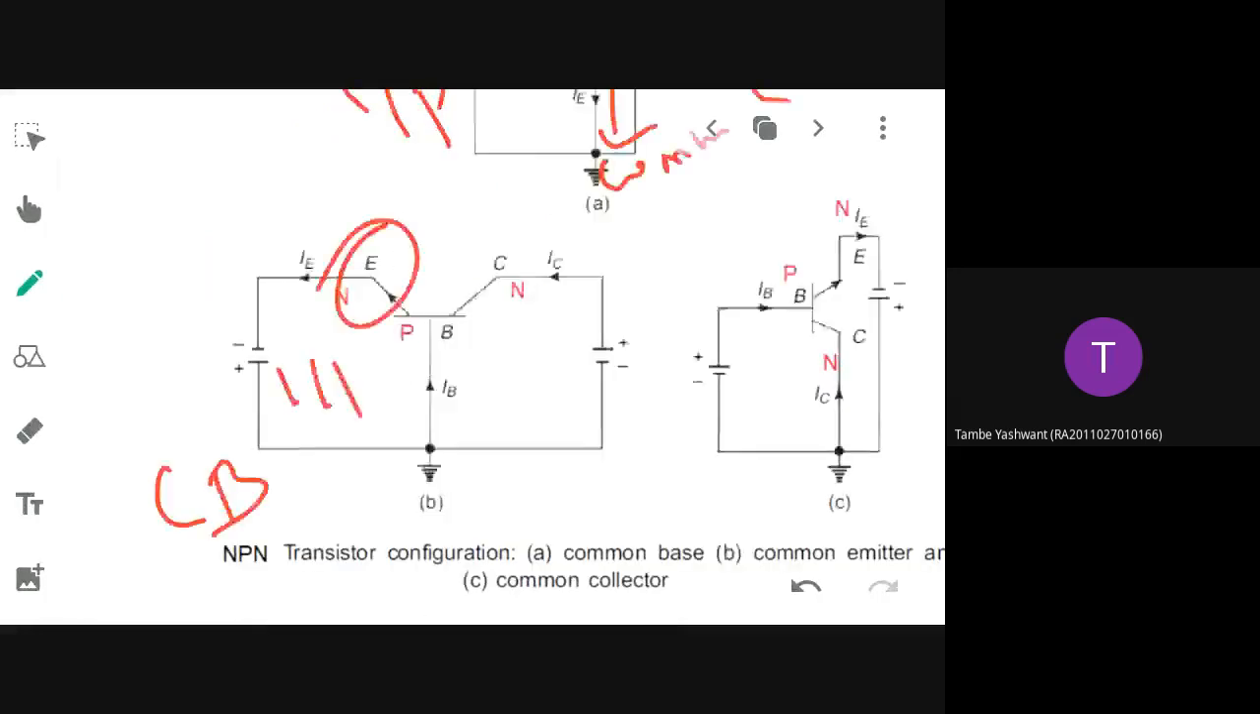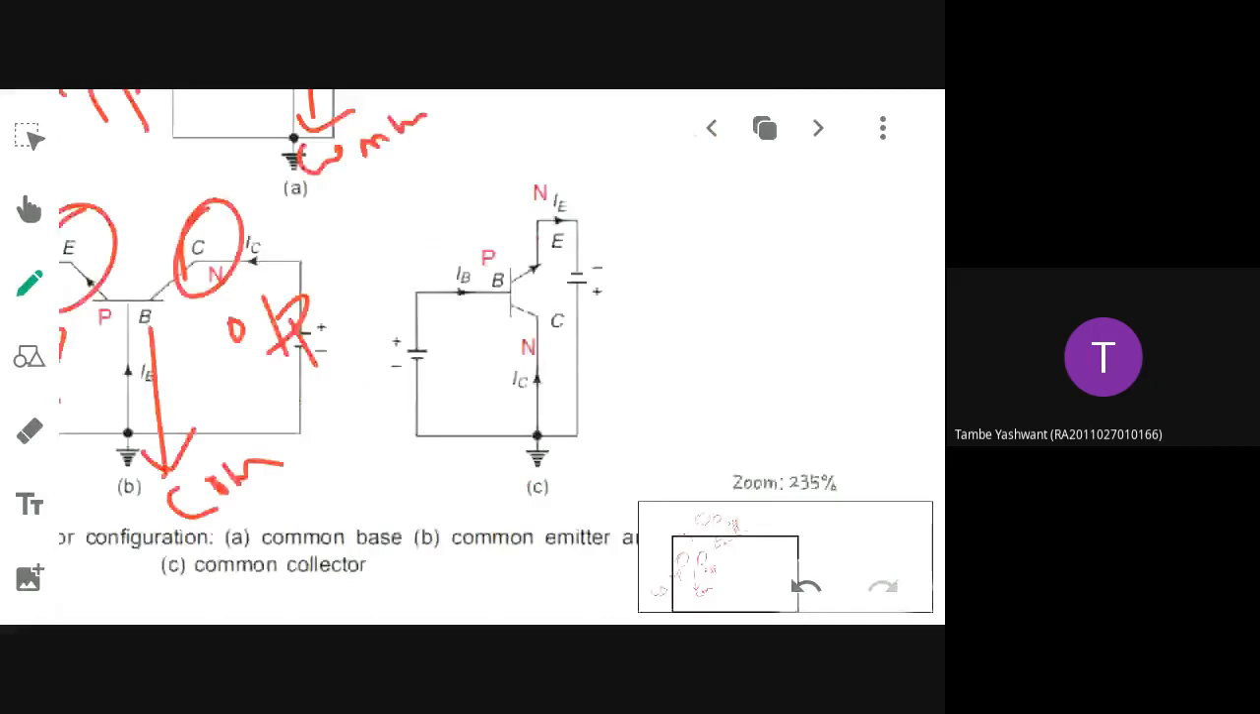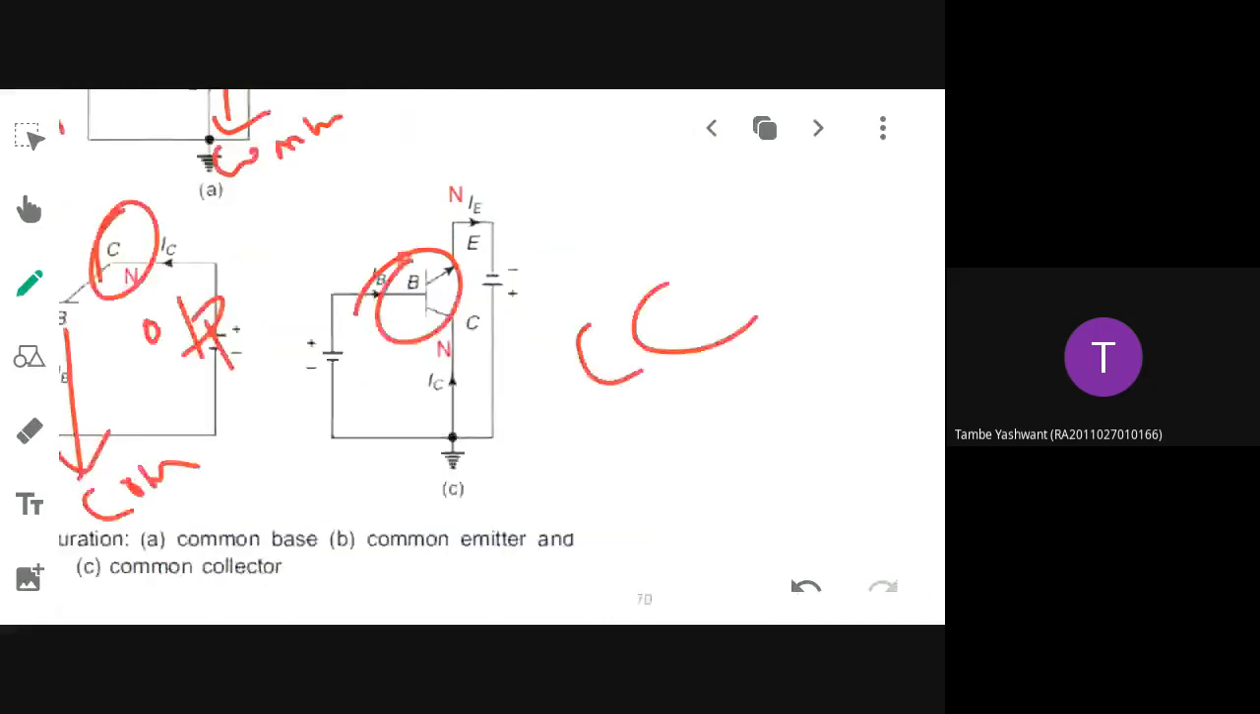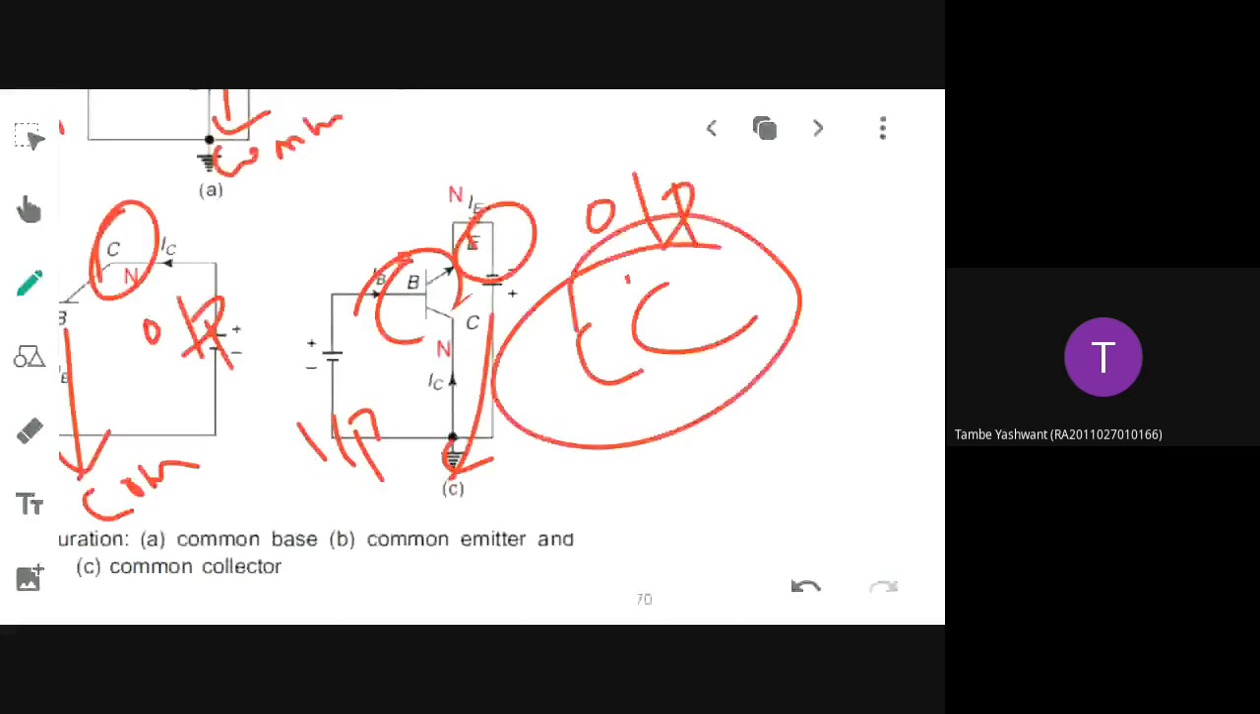Okay, this is your CB, where E is your input and C is your output and B is your grounded, common terminal. And if it is CC, base is your input and emitter is your output, and collector is grounded, so this is your common collector configuration.